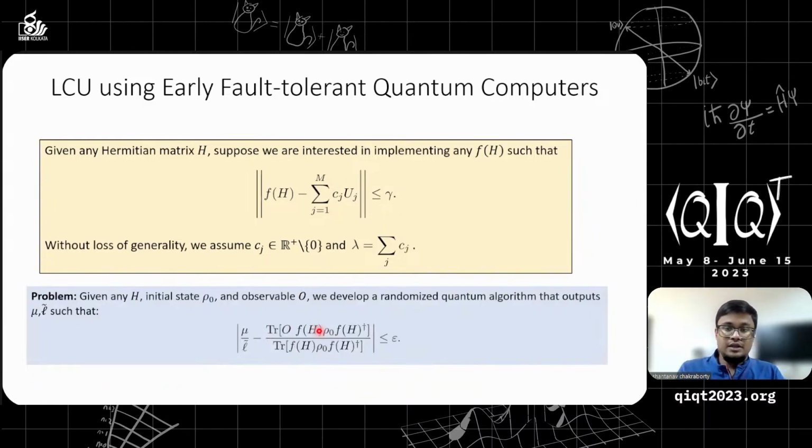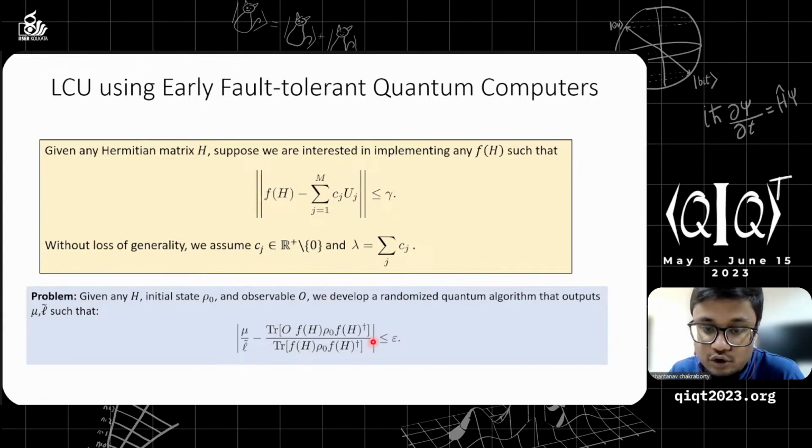Okay. So having discussed this framework, let us look at what problem we are solving. Suppose you are given some Hermitian matrix, some Hamiltonian H, some initial state rho 0, and some observable O. We develop a randomized quantum algorithm that outputs two quantities, mu and L tilde. And if you divide them, so if you output mu over L tilde, it approximates this quantity.